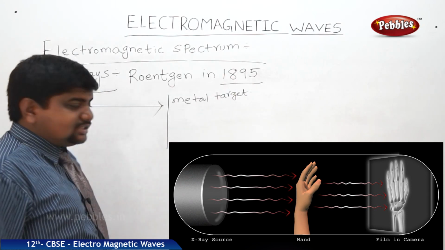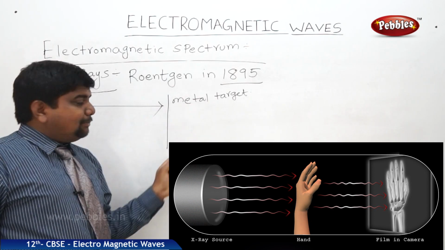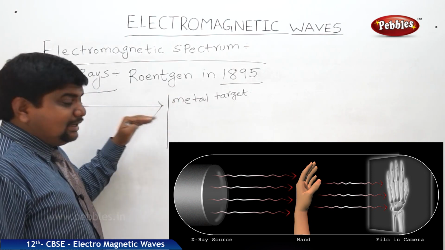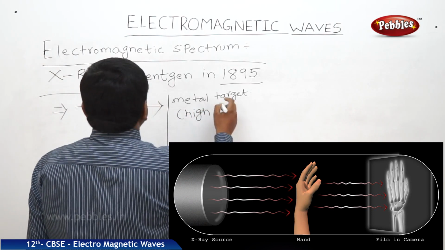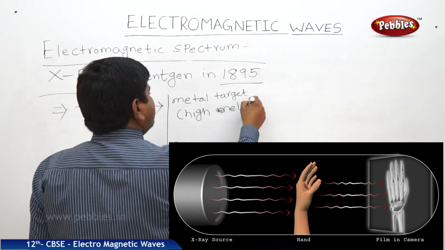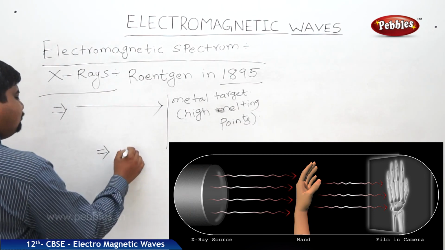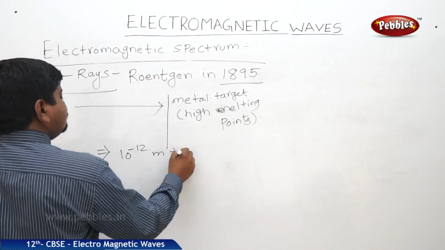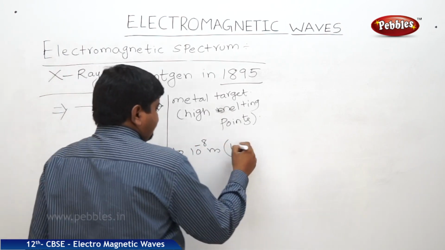In this way we can produce the X-rays. So the absorption of the cathode rays by a metal target of a high melting point is the main way to produce the X-rays. High melting points. The wavelength is 10 to the power of minus 12 meters to 10 to the power of minus 8 meters.